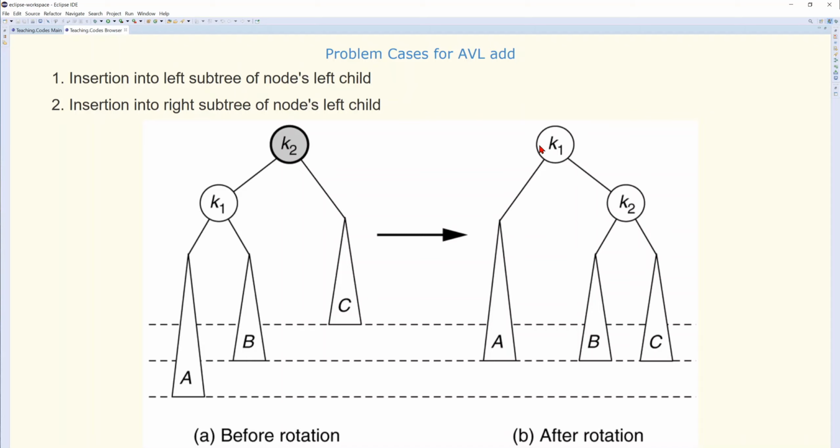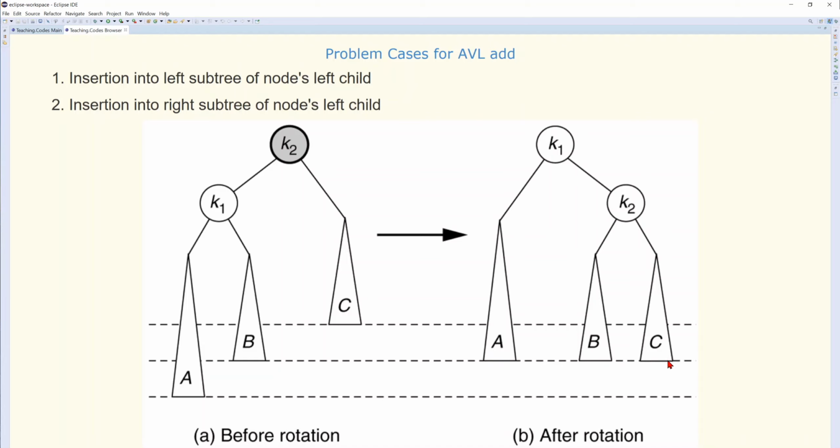K1 goes 1 level up, and therefore K2, you're not holding from K2 anymore, so K2 will go 1 level down. Okay, but when K2 goes down, it also takes C 1 level down. It was here, it goes 1 level down here. By the way, when K1 goes up, it will be pulling A 1 level up. Thus, I will have the balance between A and C.